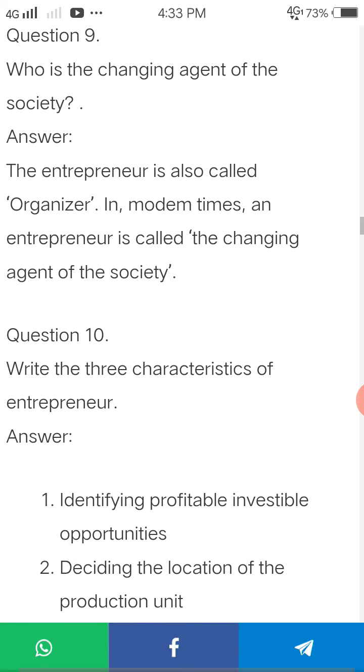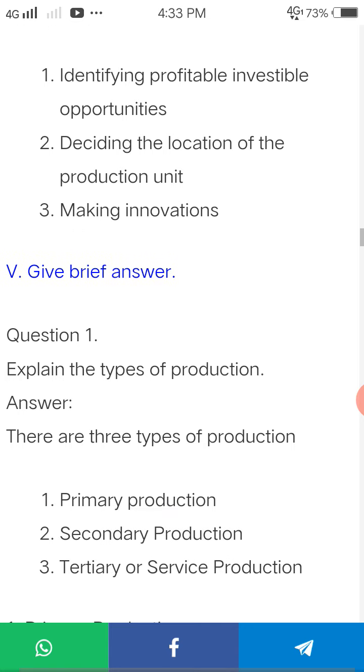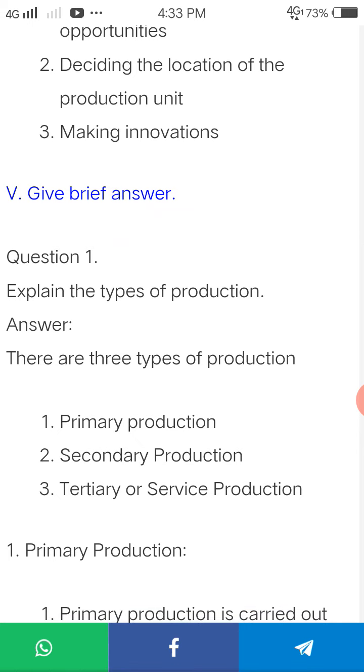Then question number 10, write the three characteristics of entrepreneur. First one, identifying profitable investable opportunities, and second one, deciding the location of a production unit. Third, making innovations. And the fifth Roman numeral, give brief answer.